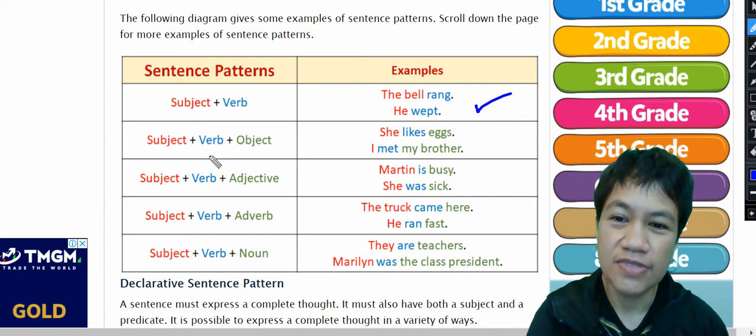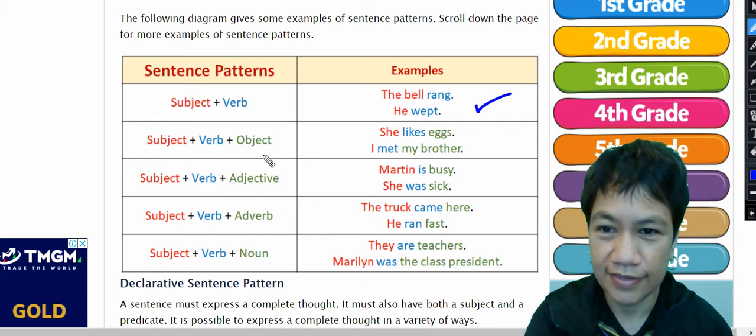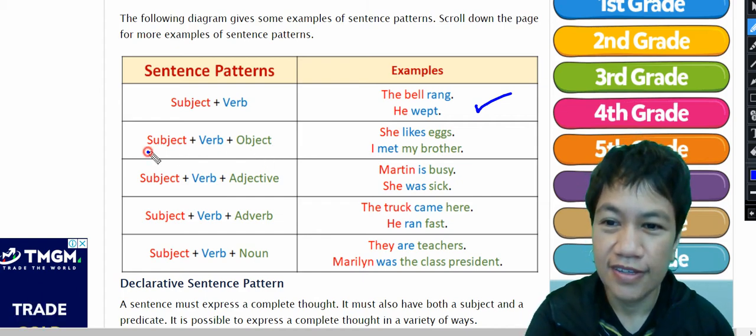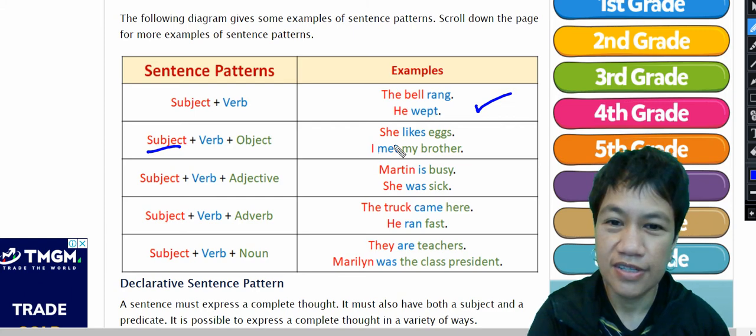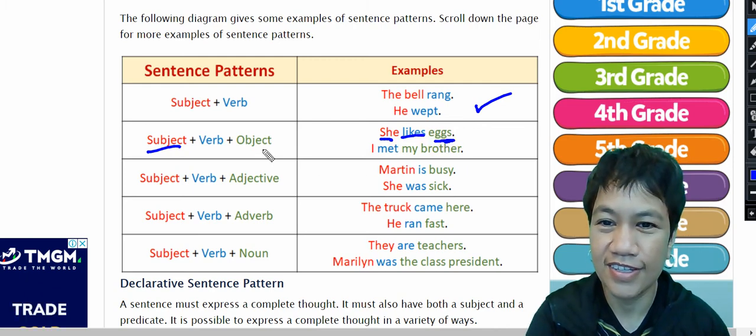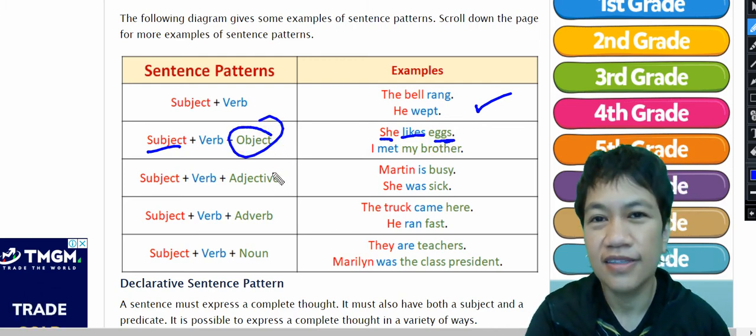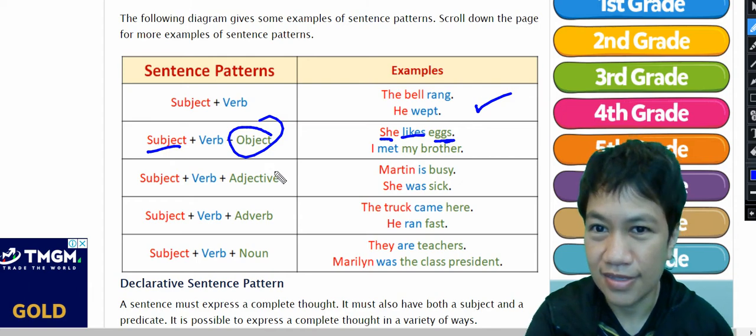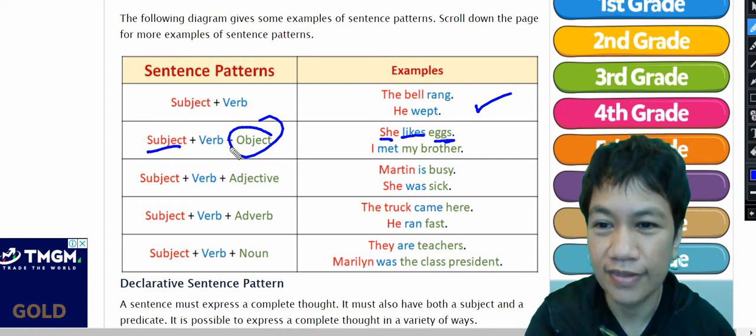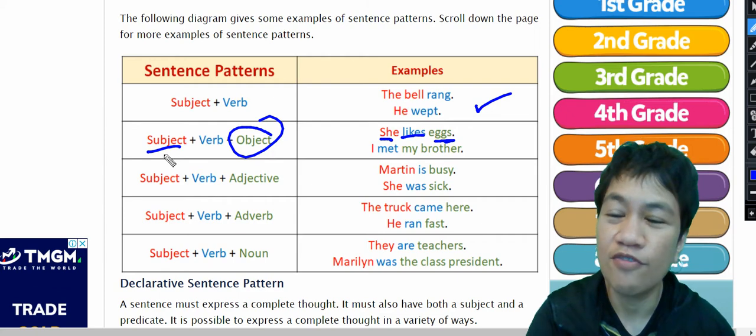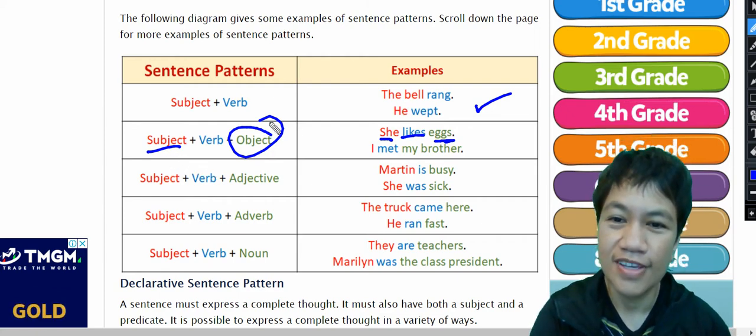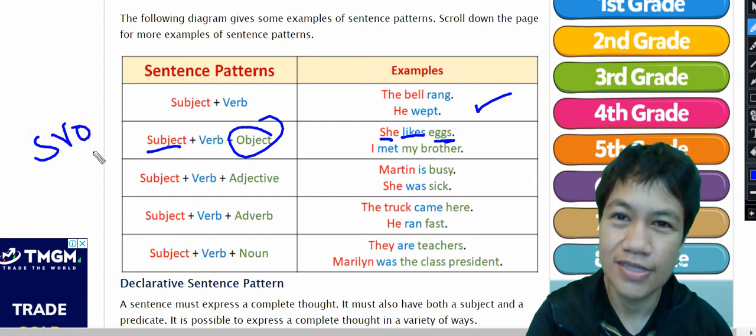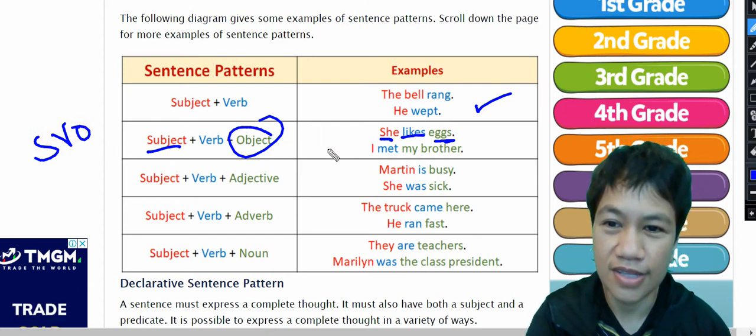Next, we have subject, verb, and object. Okay, for example, the subject is she. What is she doing? Like. Like what? X. Okay. The object is the third party in the sentence. Usually a passive one. This one is the active one. So we can use subject, verb, object, or fondly known as SVO to write sentences.